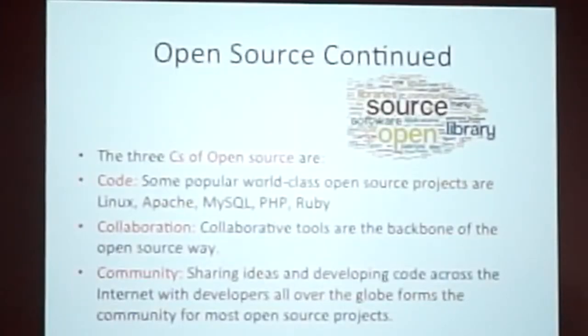There were 3 C's to open source. Code, as I just mentioned, with the examples of Linux and Apache. Collaboration, of course, so we could share tools. So the different tools would be like wikis and blogs and Flickr, those kind of tools that we're using nowadays. And of course, community, making it available to everybody.